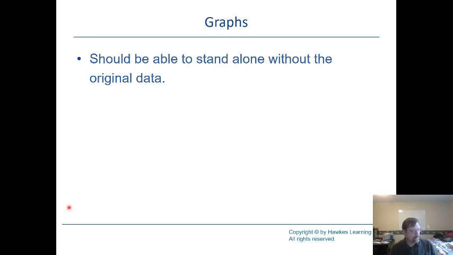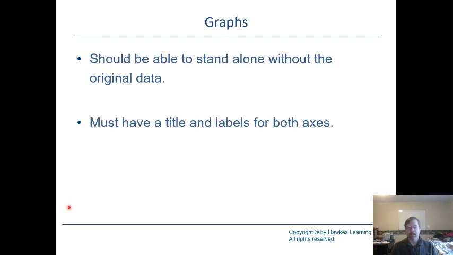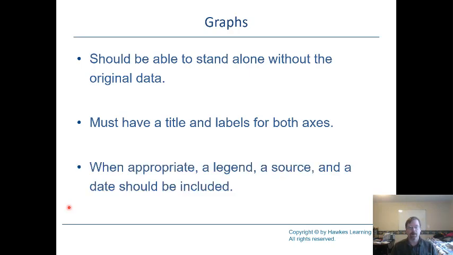One of the key things about a graph is it should be able to stand alone without the original data. So for that reason, it is important that you have the title and labels for both axes. When appropriate, you need a legend, a source, date, anything somebody might need to have included in order to interpret the data needs to be there.